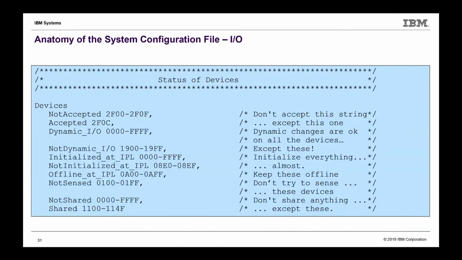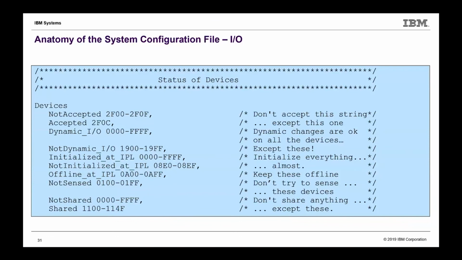Okay, so just some examples here. Again, in this case, using the devices statement, which is what we would typically use. There may be a string of devices that I know are cabled in, but I don't want them to really be involved in my system. And so I'm going to not accept those, that whole string there, except for that one. So the 2F0C, yeah, that's one that I will use here. And maybe I want to allow dynamic configuration for all the devices, except for the string at 1900. Maybe those are specific ones I don't want anybody changing dynamically.